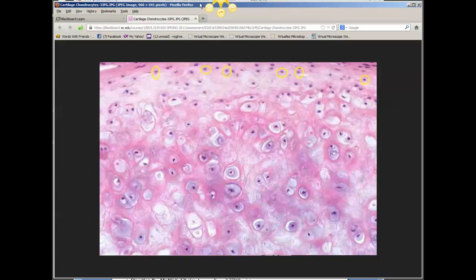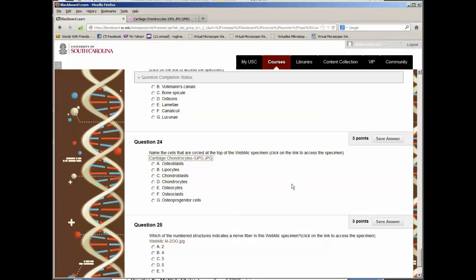So you're asked about these, and you see the eosinophilic layer here would be the fibrous perichondrium. This would be the osteogenic or the chondrogenic perichondrium, where the chondroblasts are being formed that are eventually going to grow and change into what we call chondrocytes. So what was the question? The question was name the cells that are circled, so those would be chondroblasts.